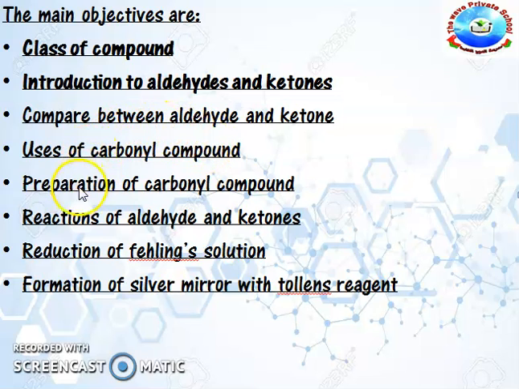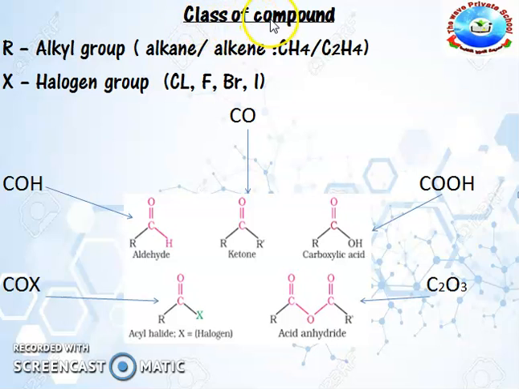Then we are going to see how aldehydes and ketones are prepared. Then reactions, then reduction of Fehling's solution, and last we are going to see formation of silver mirror with Tollens' reagent. Let us proceed first with class of compound. Class of compound, you can also call it types of compound or kinds of compound.